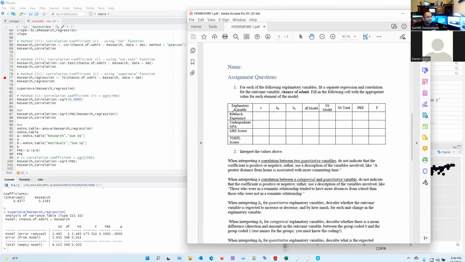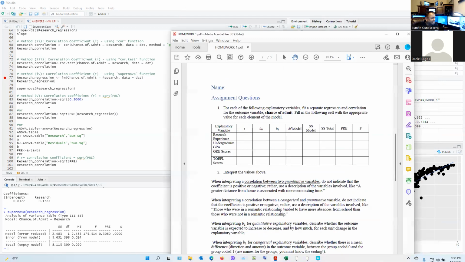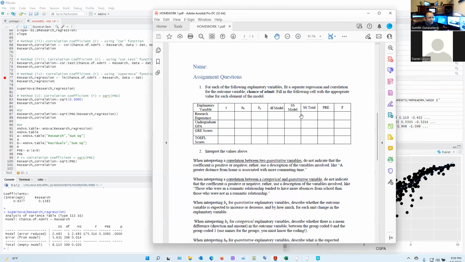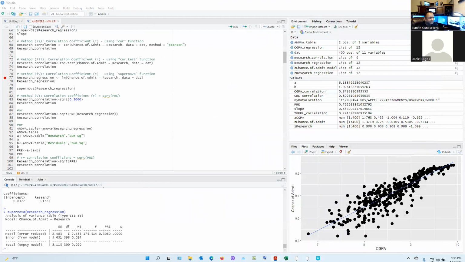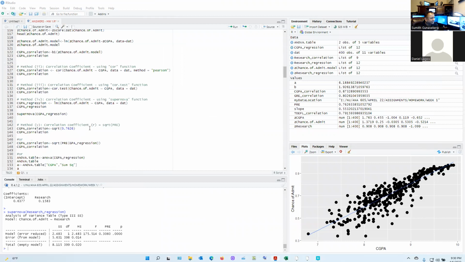In a similar fashion, while you are in the process of finding the R, we found it. Or if you're not going to go through all these methods, simply run the regression and get this value, plus run that correlation test to get the R value. Only two of them are given over here to be described. This is for the research experience and GRE scores. Those are the ones we were talking about here.